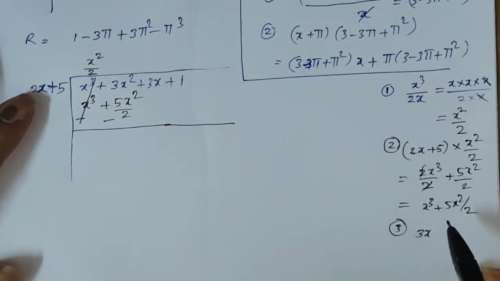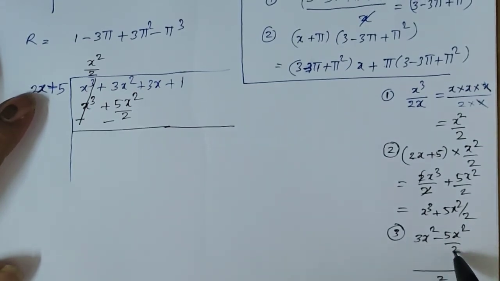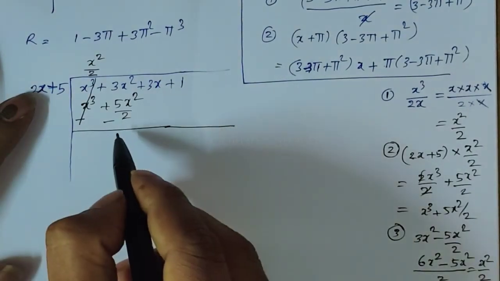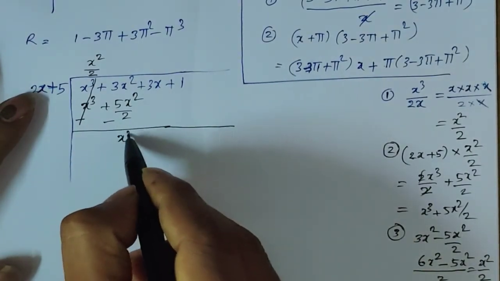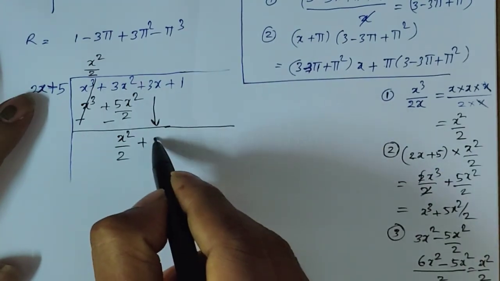So you will be left with, in the third step, subtraction: 3x square minus 5x square by 2. Here take the LCM 2, 2 into 3x square, 6x square minus 5x square. So you will get x square by 2. Now you need to bring down this part, 3x.